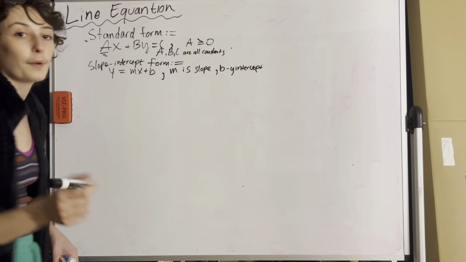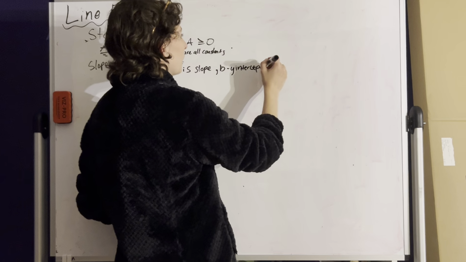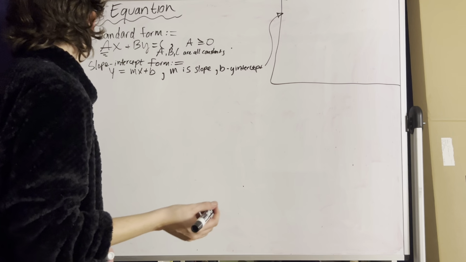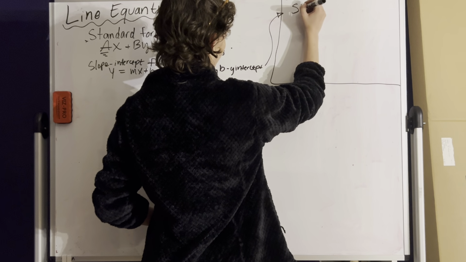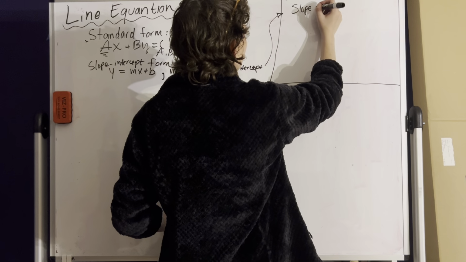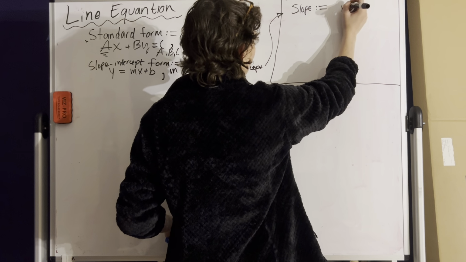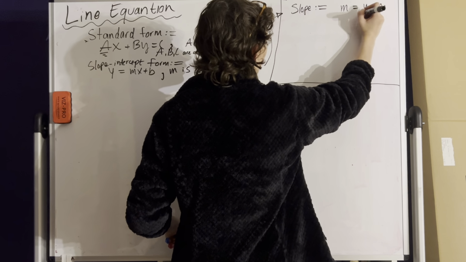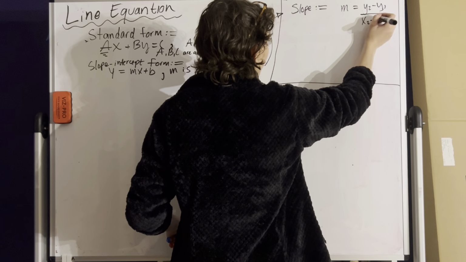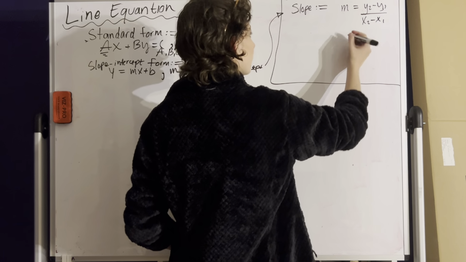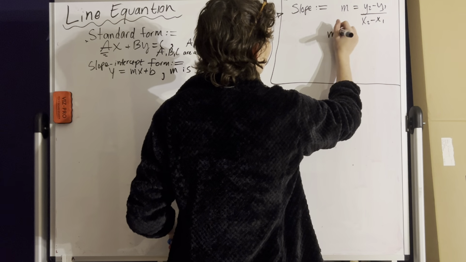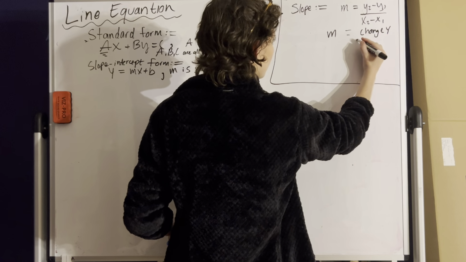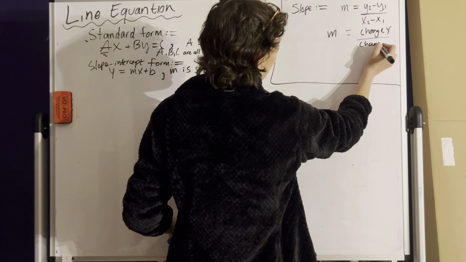So in case we don't remember, we can go over here and thought bubble it. Definitions are very important, so we have to know what slope is. Slope we can define two ways. We have m, which is equal to y2 minus y1 over x2 minus x1, and this is also equal to our change in y over the change in x.